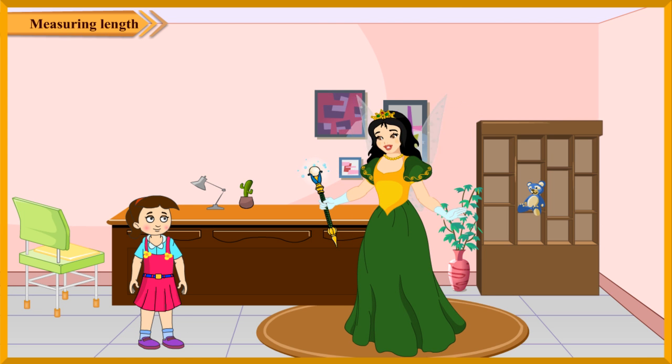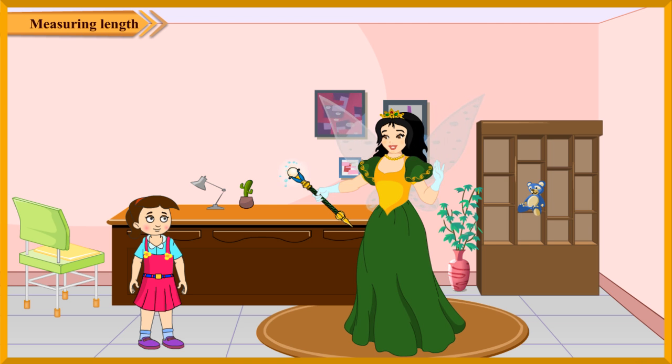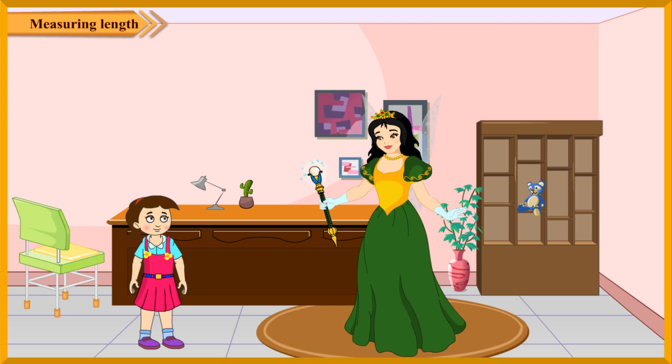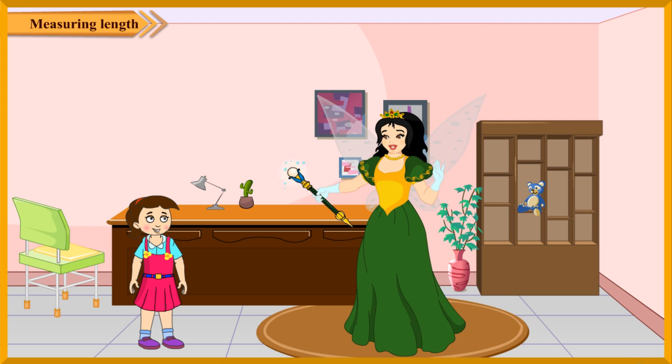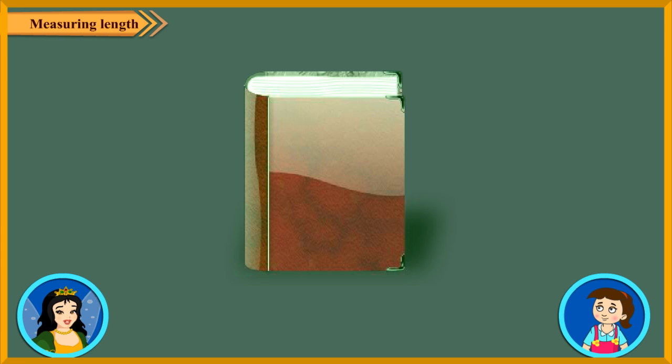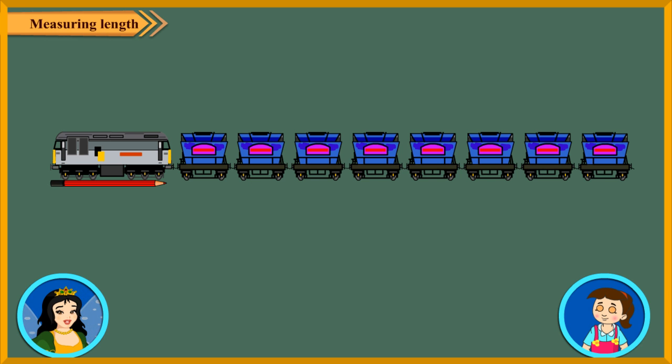Neha, do you know we can also use other objects such as small pencils, paper clips, sharpener, etc. to measure lengths? Really? See, the length of this book is 5 paper clips. Also, the length of this toy train is 5 pencils. Thank you, my friend. Now, I can find the length of any object very easily.